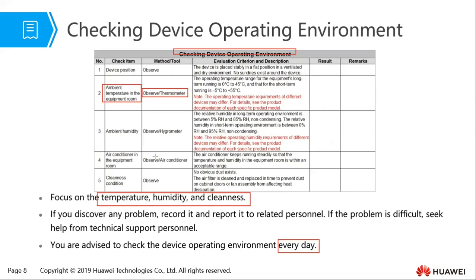You can download this template from Huawei's website. Cleanliness condition, you can observe. In cleanliness, most of the time we're looking for dust. So the air filter is cleaned and replaced in time to prevent dust on cabinet doors or fan assembly from affecting heat dissipation. So always make sure that you also check on dust and other things like humidity.